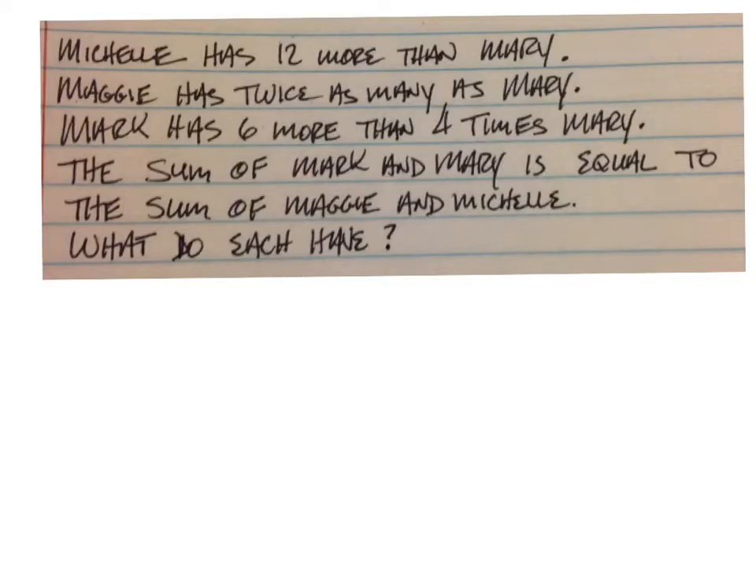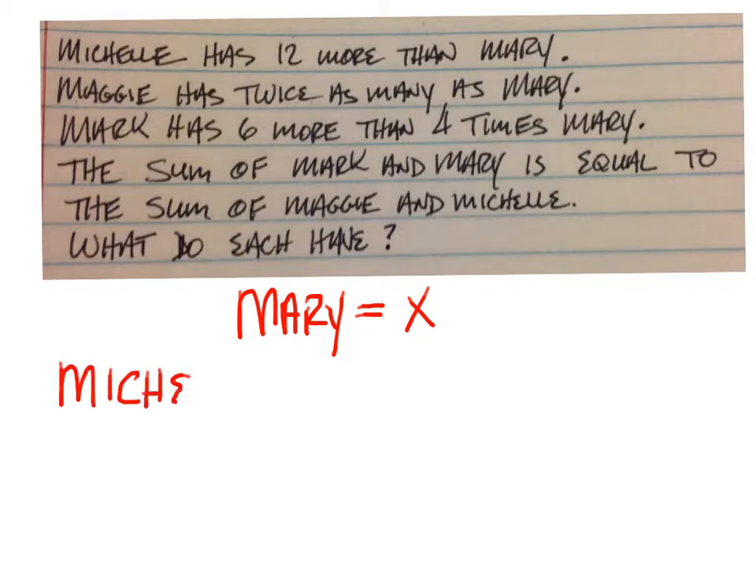Michelle has 12 more than Mary. Maggie has twice as many as Mary. Mark has 6 more than 4 times Mary. Clearly, Mary is going to be the x. So now we need to find Michelle. And Michelle has 12 more than Mary, so that's x plus 12. And Maggie is up next.